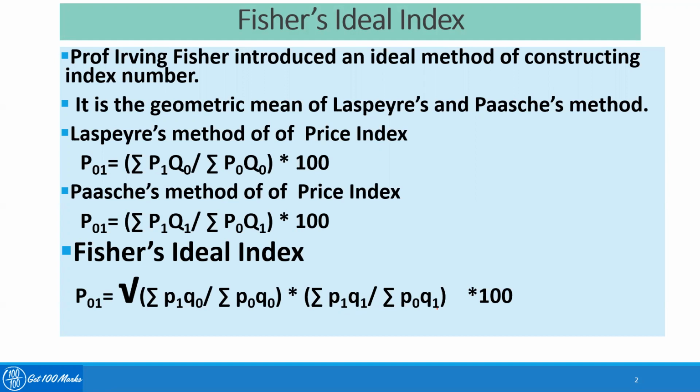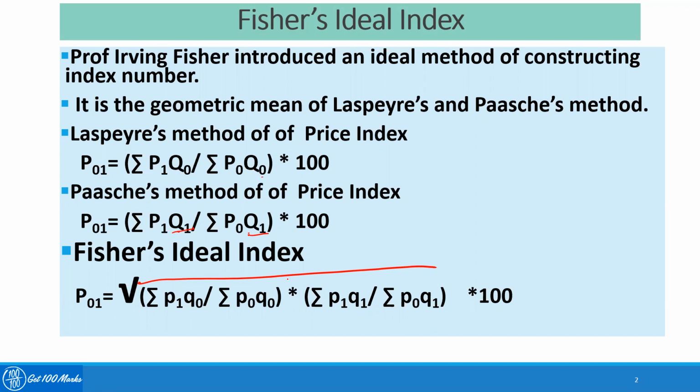I have also discussed how to easily remember the formula: it is always P1 by P0, where P1 is the current year and P0 is the base year prices. For Laspeyres it is on the base year quantity, so both will be Q0, Q0, whereas for the Paasche method it is based on the current year quantity, which is Q1. If I take the geometric mean of that, you will get the Fisher's ideal index formula, which is the square root of all this into 100.